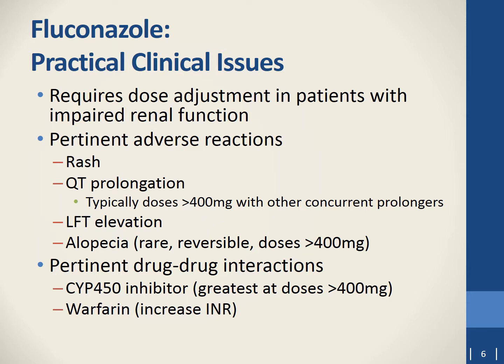In terms of pertinent adverse reactions, you can see a rash. QT prolongation can occur with fluconazole, typically at larger doses above 400 milligrams, and if the patient is on other QT prolonging agents or perhaps has potassium or magnesium imbalance. Because these are hepatically metabolized, we can see an LFT elevation. And a very rare side effect that is seen is alopecia, typically seen at high doses and typically reversible with withdrawal of the agent.